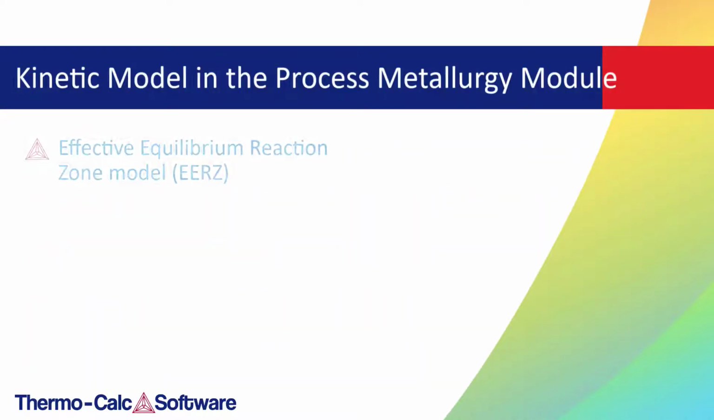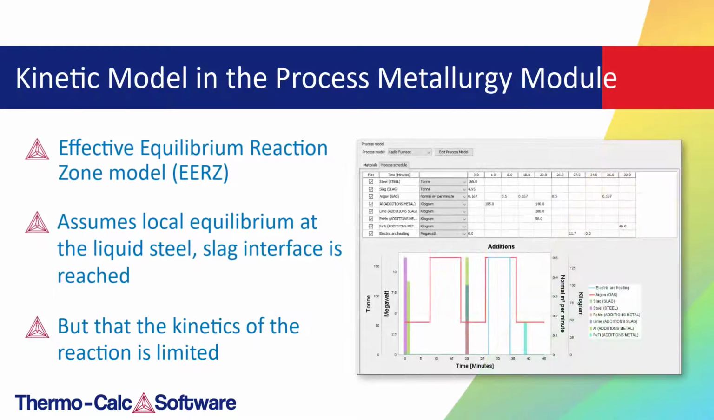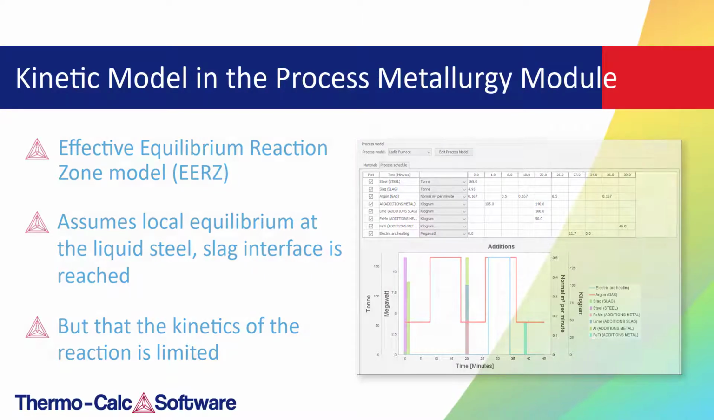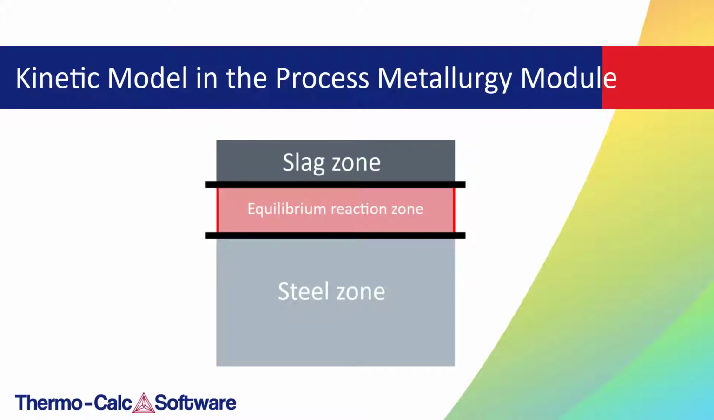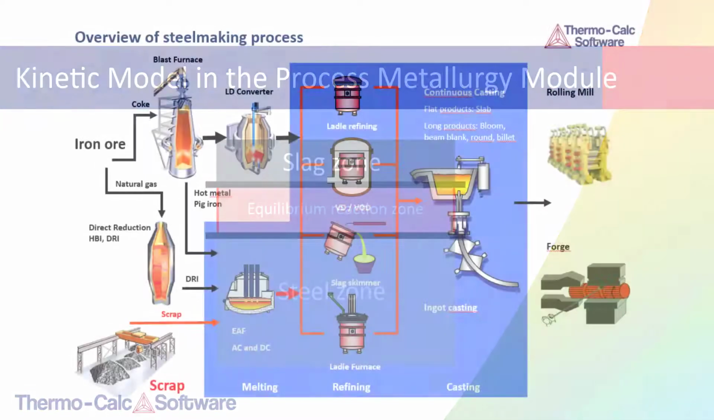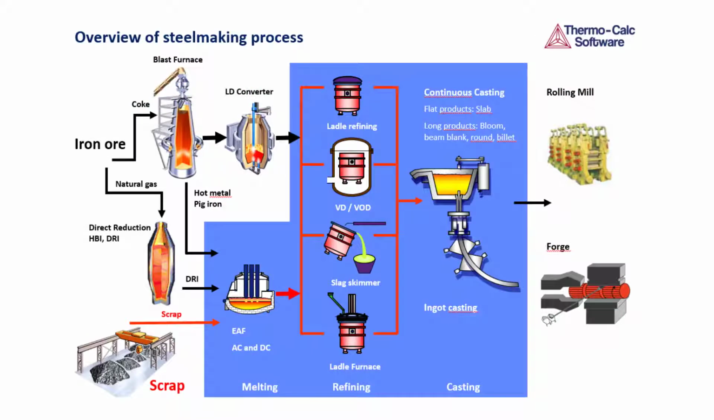A kinetic model has been added to the Process Metallurgy Module, which allows users to simulate kinetics during the steelmaking process. The model is known as the Effective Equilibrium Reaction Zone Model, or EERZ. It assumes that local equilibrium at the liquid steel slag interface is reached, but that the kinetics of the reaction is limited. The addition of this model means that users can now model the entire steelmaking process from scrap to fully refined steel using the Process Metallurgy Module.